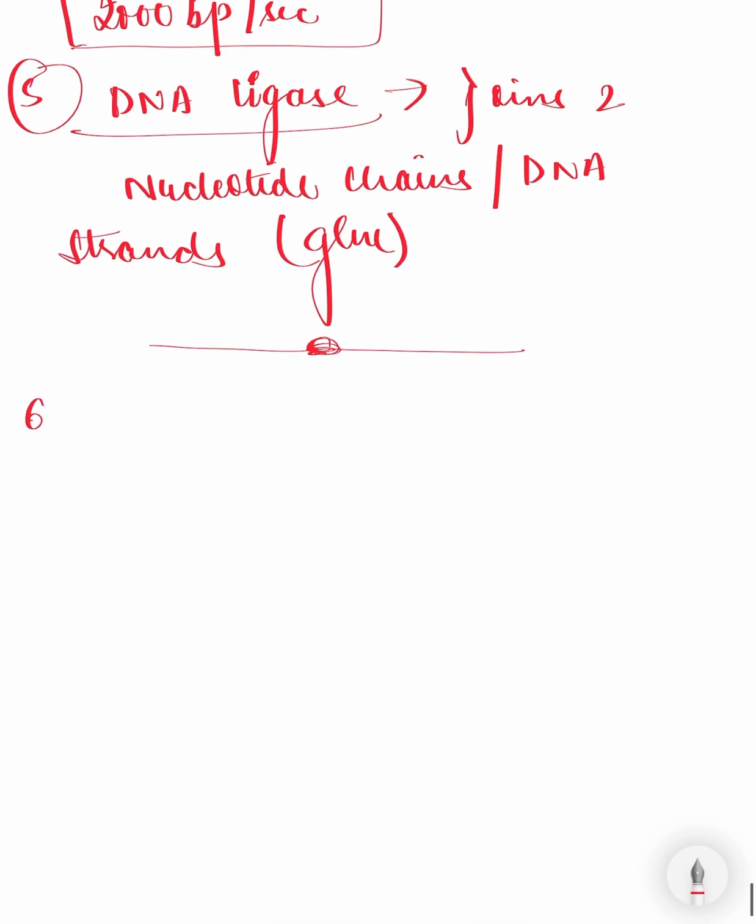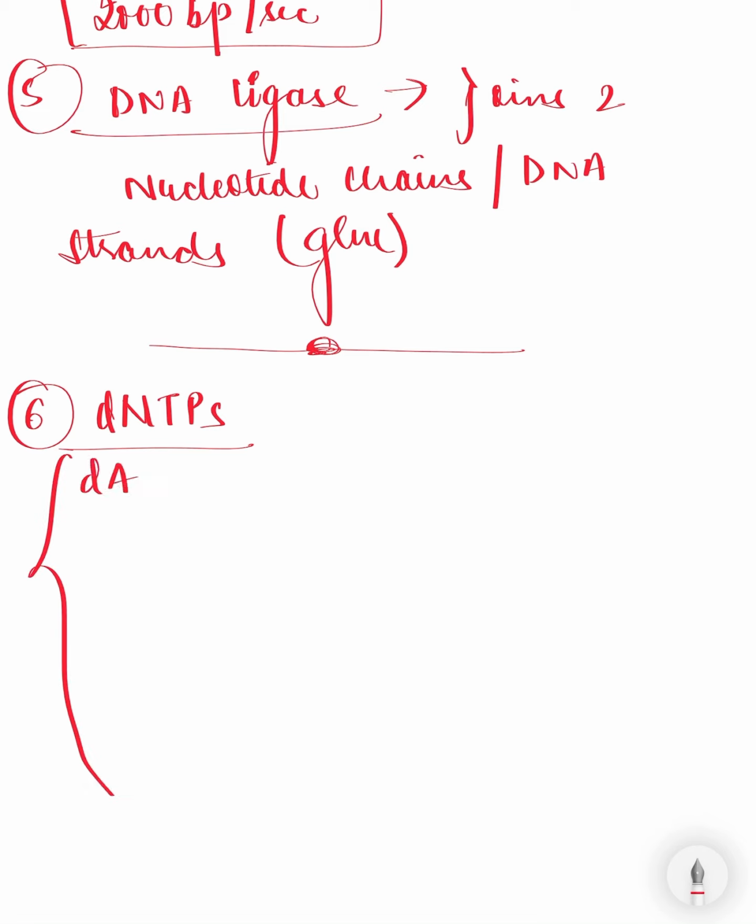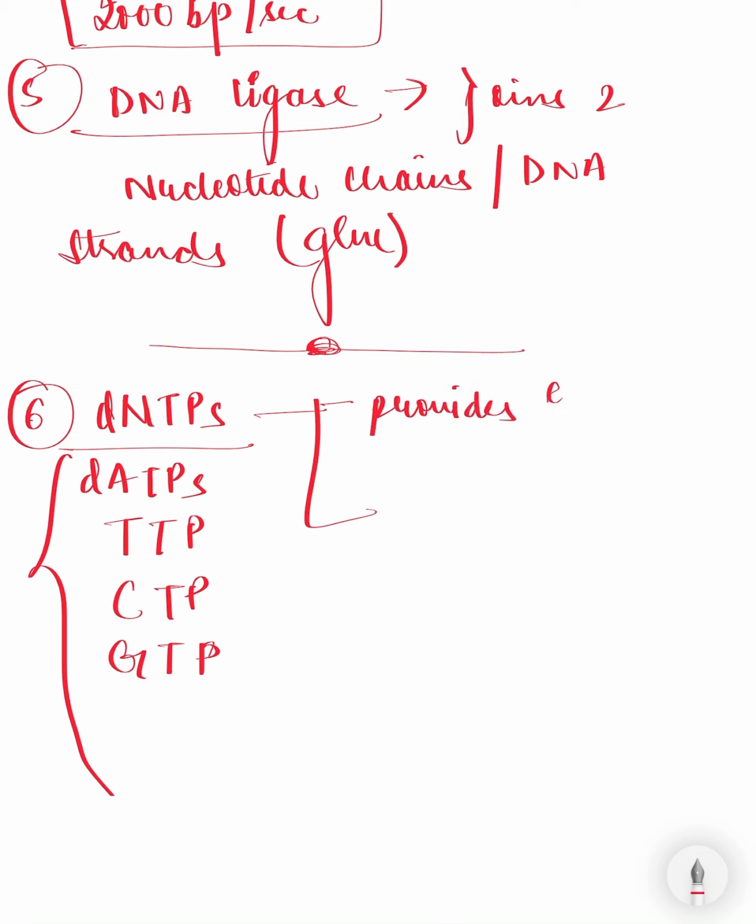Now sixth thing that we need for the DNA replication is dNTPs. The full form of this is deoxynucleotide triphosphates. So we have 4 types of these: dATP, deoxyadenosine triphosphate, deoxythymidine triphosphate, deoxycytidine triphosphate, and deoxyguanosine triphosphate. So it has 2 functions. First of all, it provides energy for the DNA replication. This is just like ATP. ATP is the energy currency of the cell, and these 4 provide energy for the DNA replication.